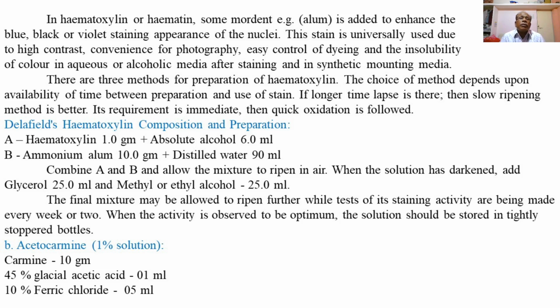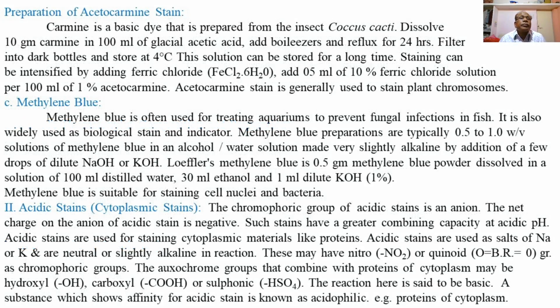Then another nuclear stain, that is acetocarmine. A 1% solution of acetocarmine can be prepared by using carmine 10 gram, 45% glacial acetic acid 1 ml and 10% ferric chloride 5 ml. So these are the chemicals used for the preparation of another nuclear stain or basic stain, that is acetocarmine. So, preparation of acetocarmine stain.